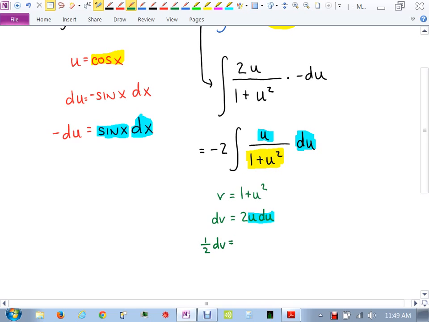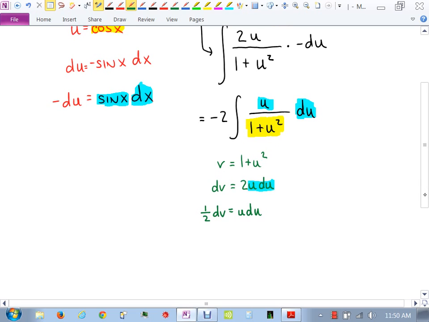Which is going to cancel the 2 that I pulled out earlier, which is why I said earlier I shouldn't have pulled that 2 out, but it won't matter. It's just constant multiplication. So that's what my u du is going to be replaced with. I've got my v is going to be here. So I'm ready to make a substitution.